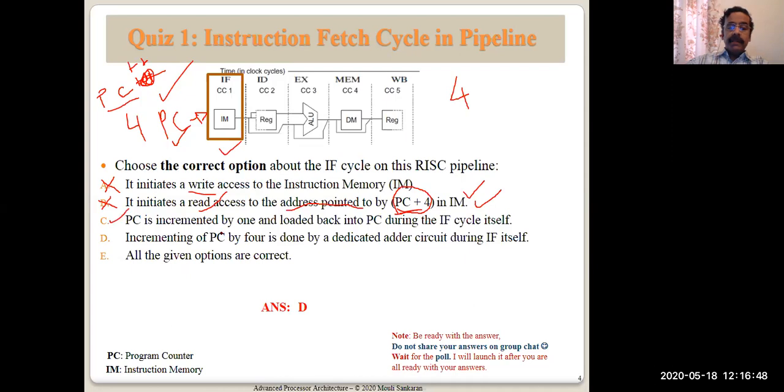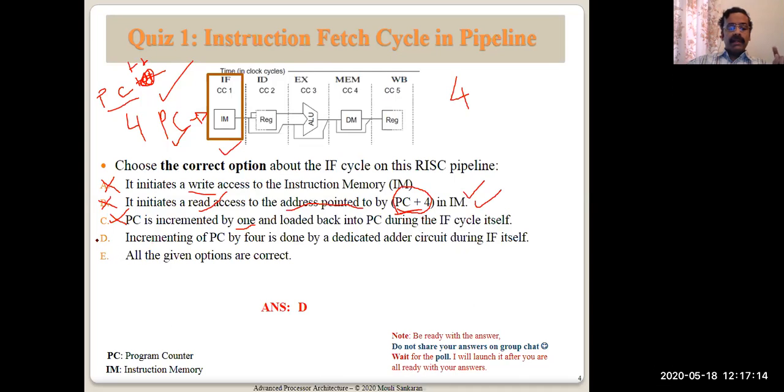Now PC is incremented by 1. That is wrong, because as I told you, it is not accessing it byte by byte. It is accessing 4 bytes. It is not a character pointer. It's a pointer to instructions which are 4 bytes wide. So incrementing by 1 will not make the PC ready for next access. Okay. So it is also wrong.